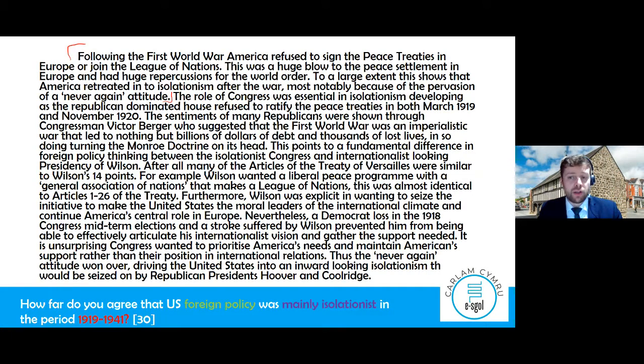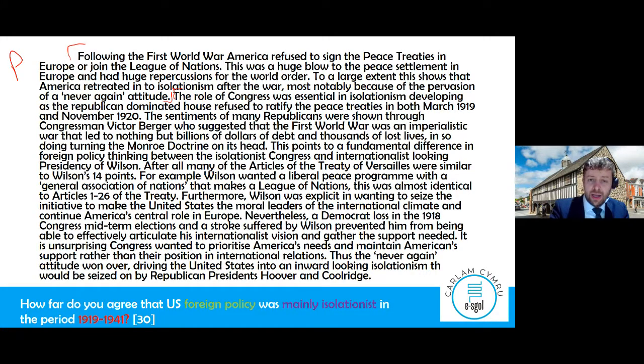Following the First War, America refused to sign the peace treaties and join the League of Nations. Huge blow to the peace settlement, and to a large extent, this shows that America retreated into isolationism after the war, most notably because of the pervasion of a never again attitude. That is your point. My evidence to back this up goes this far.